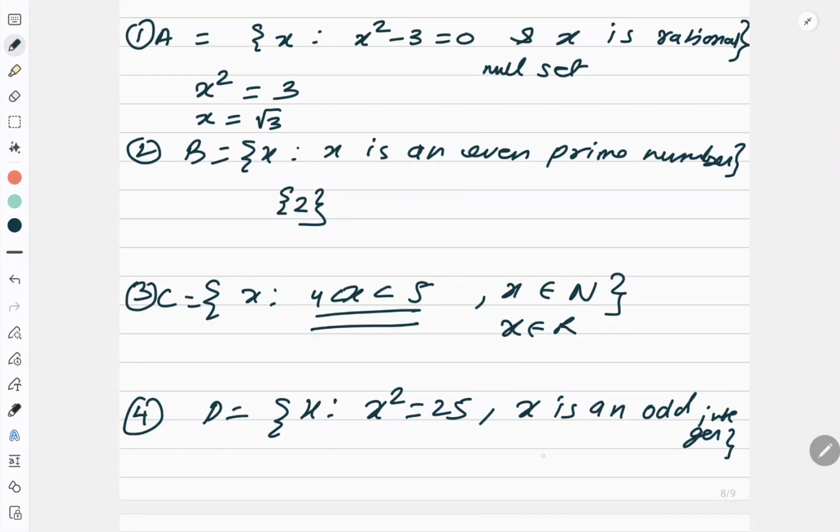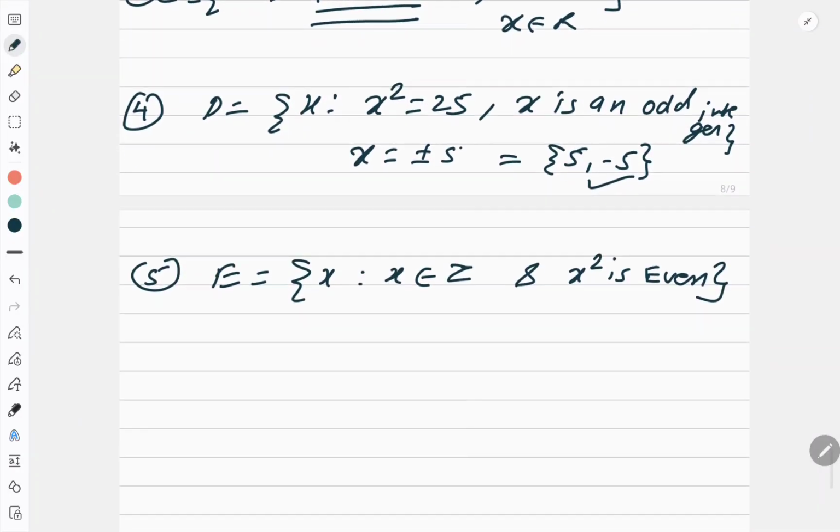Now look at D. x squared is equal to 25 and x is an odd integer. So x is equal to plus or minus 5. So basically the set is {5, -5}. Okay, so this is a non-empty set. Now come to this one.